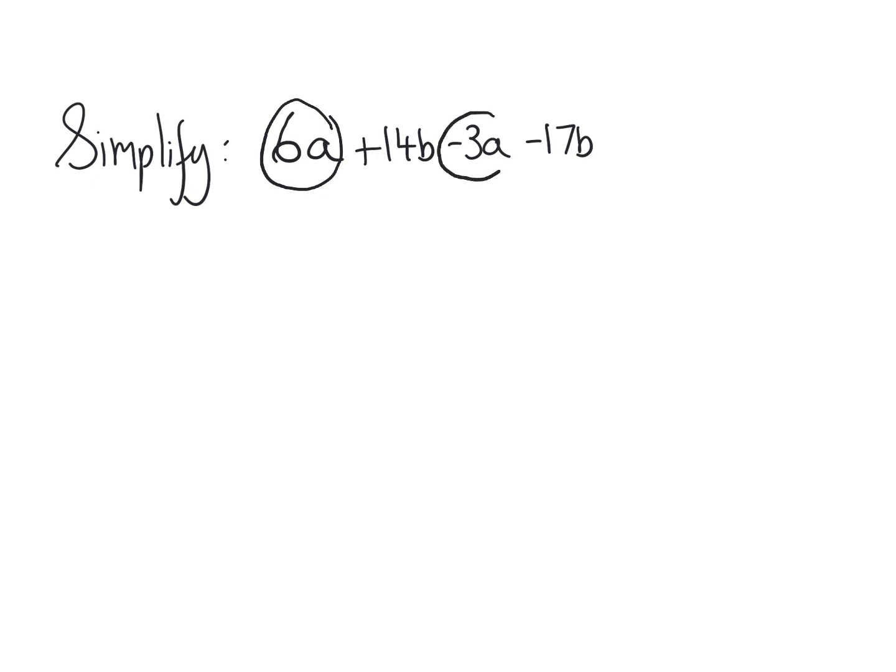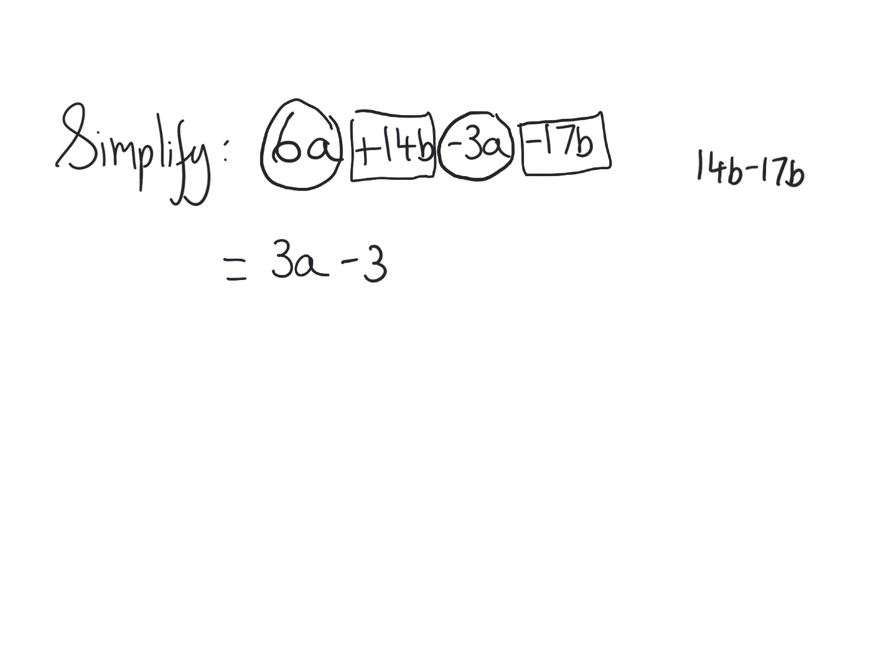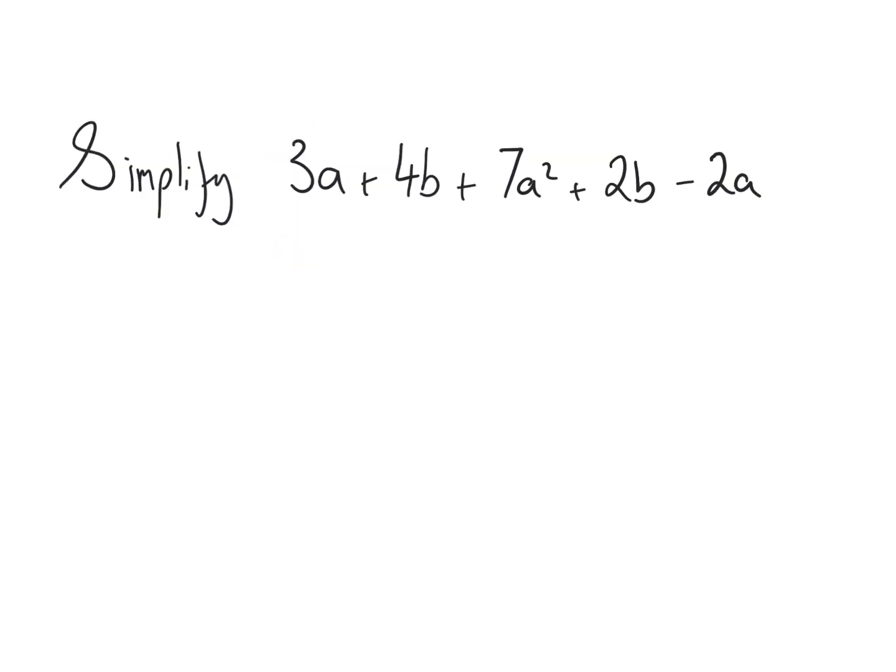So this time I've got 6a, subtract 3a. So that leaves me with 3 lots of a. Then I've got 14 lots of b, take away 17 lots of b. Now, I'm taking away a value larger than what I started with. I'm starting off with 14b, and I'm taking away 17. So I know my answer is going to be negative, and the difference between the two numbers is 3. So this is going to be 3a, take away 3b.